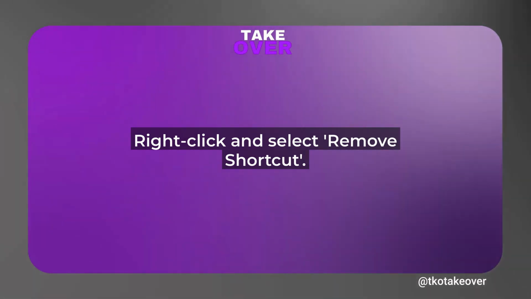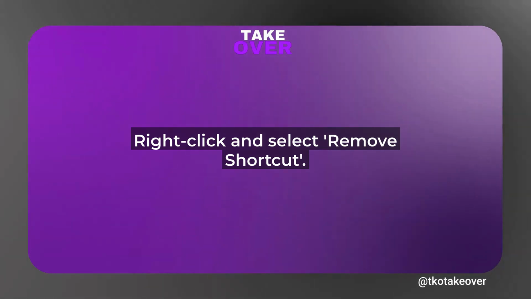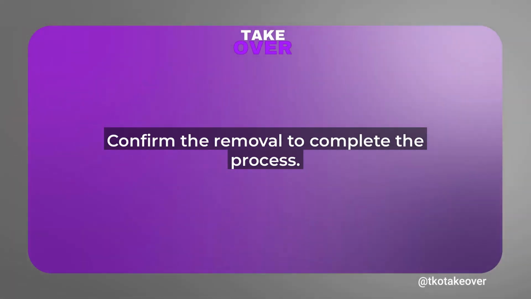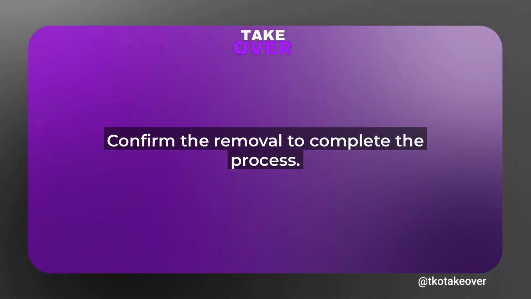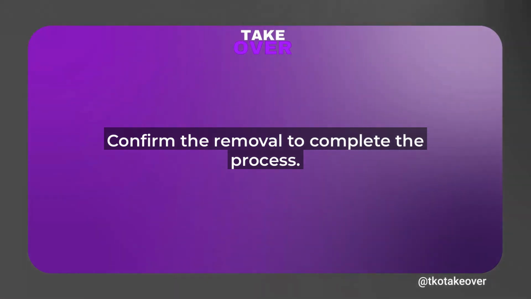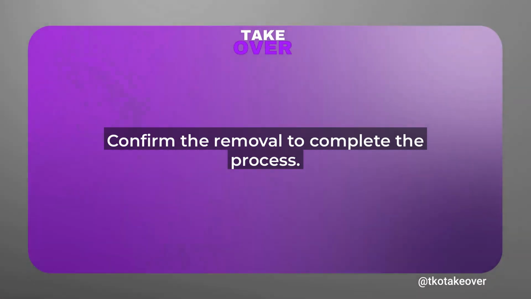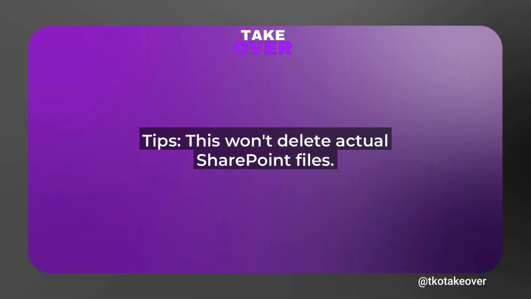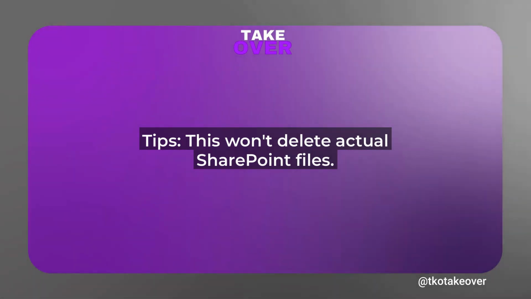If you're using the web version, go to onedrive.live.com, find the shortcut in your files, and use the three-dot menu to select Remove Shortcut. And there you have it. Your OneDrive should now be shortcut-free. Remember, if you remove a shortcut by mistake, you can always add it back through SharePoint settings. This process is quick, taking less than a minute once you're familiar with it. If you run into any issues, double-check your permissions or update your OneDrive app.